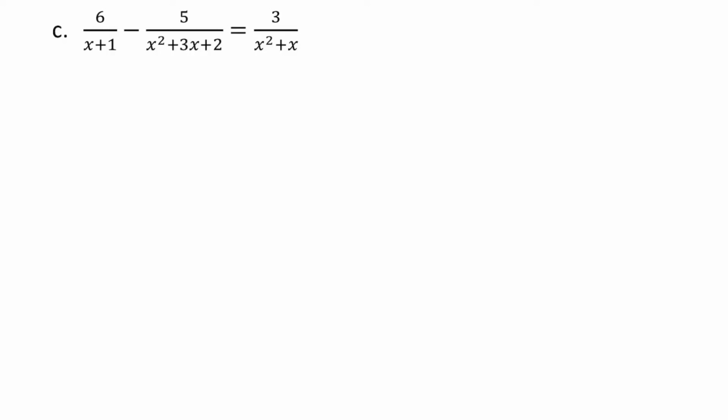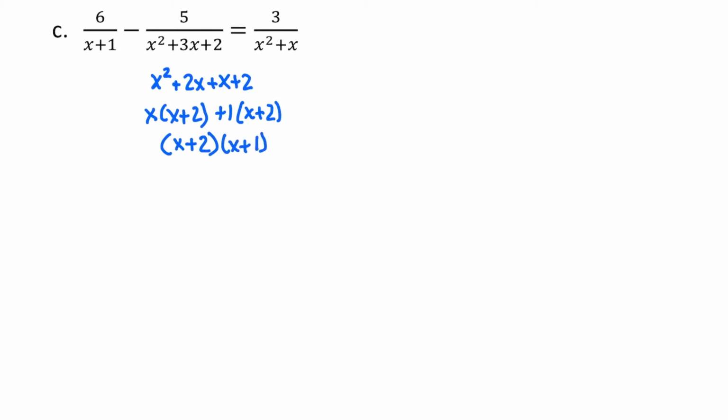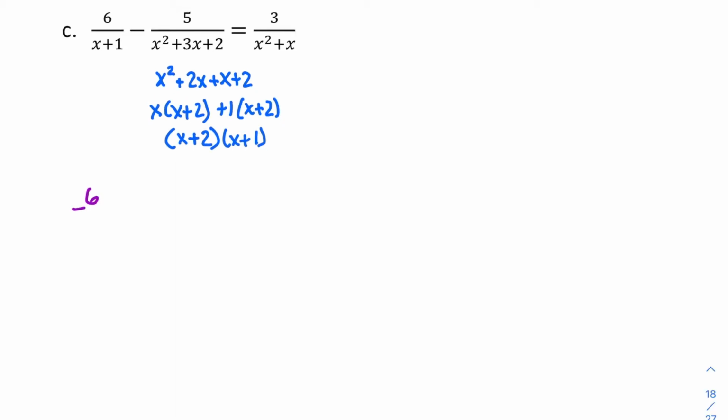All right, nothing here has a common denominator, so I'm going to go ahead and subtract the two rational expressions on the left, which means I need to factor and get a common denominator. So if I look at that denominator, I can factor it using 2x plus 1x, because those multiply to 2 and add up to 3. And then I can factor out an x, which leaves me with x plus 2, and then just factor out a 1. So it factors into x plus 2 times x plus 1.